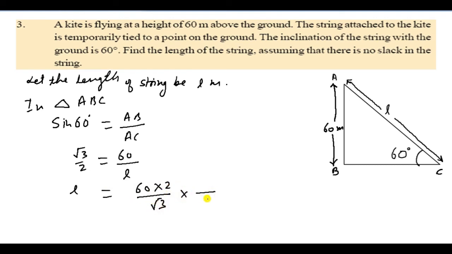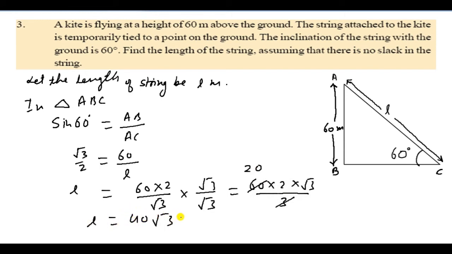Now it becomes L is equal to 60 into 2 upon root 3. Now rationalize the denominator. So root 3 into root 3 in both terms. So it will be 60 into 2 into root 3 upon 3. So 3 twenties are 60 and 2 twos are 4. It is 40 root 3 meter. So that is your answer.